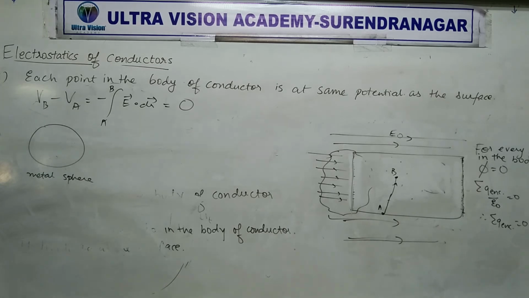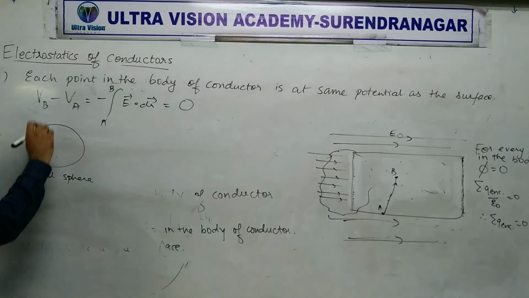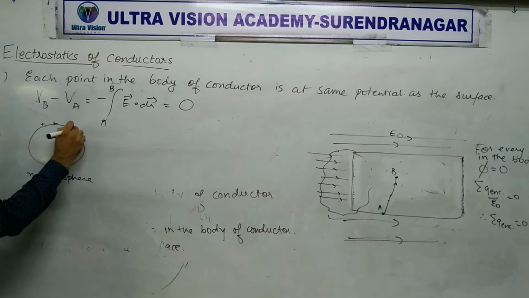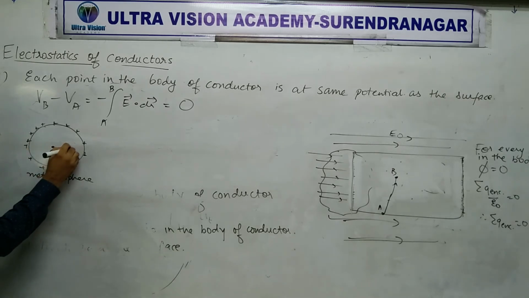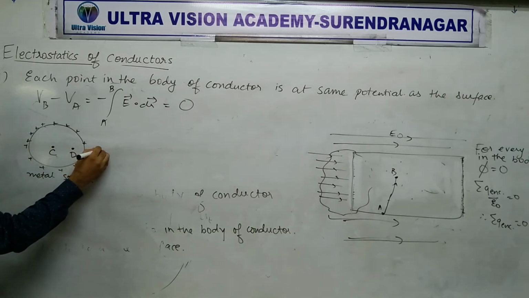Suppose you have some solid metal sphere which is fixed. Let's say someone is holding it in their hand by using some insulating handle. You understand that? Okay, so this is fixed. It's not going to move. Suppose some positive charge is given to this solid metal sphere. Then, here we have got point C, here we have got point D, and here we have got point E.